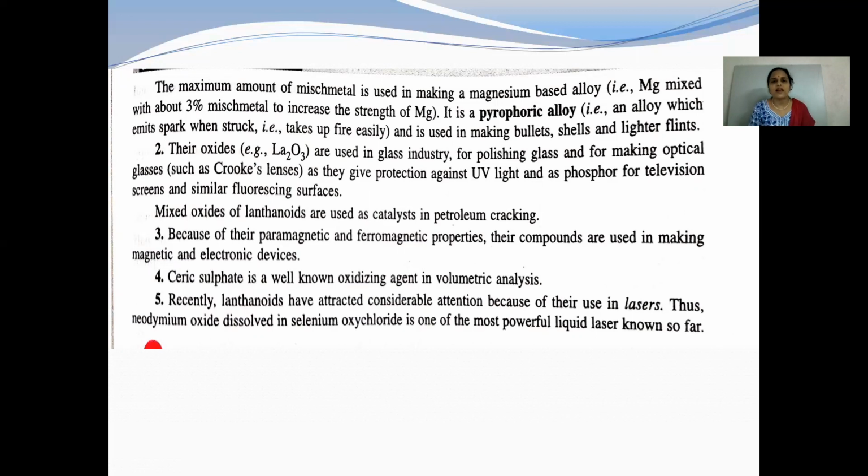Because of their magnetic and ferromagnetic properties, their compounds are used in making magnetic and electronic devices. Ceric sulfate is a well-known oxidizing agent in volumetric analysis. Recently, lanthanoids have attracted considerable attention because of their use in lasers. Thus, neodymium oxide dissolved in selenium oxychloride is one of the most powerful liquid lasers known so far. So here we finished with the uses of lanthanoids.